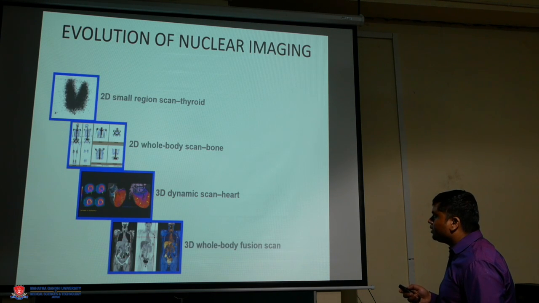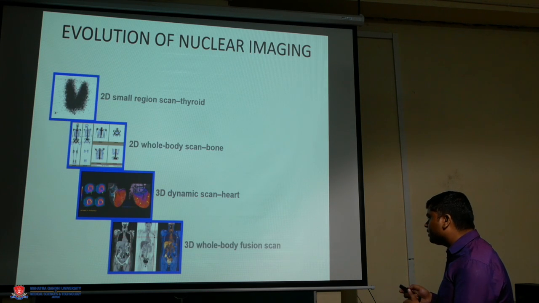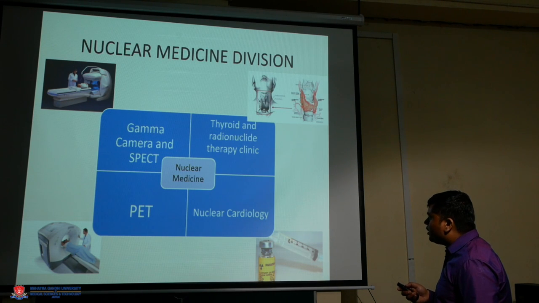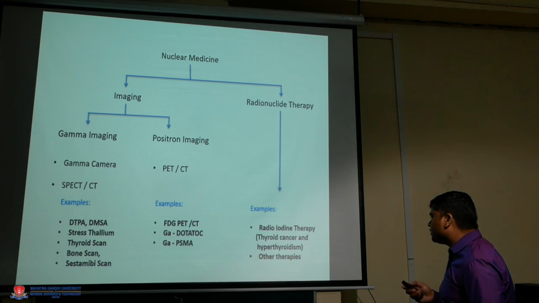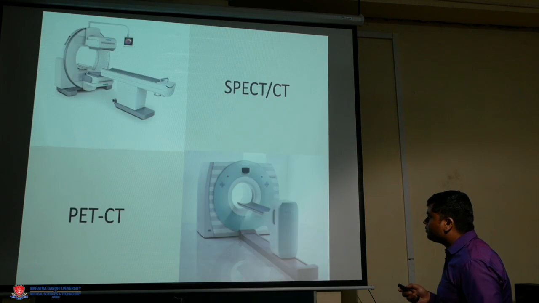In the evolution of nuclear medicine, initially we were doing 2D imaging, then 3D imaging. Now we are doing 3D whole body fusion imaging. The nuclear medicine department is divided into 4 parts: gamma camera and SPECT system, PET system, nuclear cardiology, and thyroid and radionuclide therapy clinics. Nuclear medicine has an imaging part and a therapeutic part. In imaging, we use the gamma camera and PET-CT. In radionuclide therapy, we use radioiodine therapy, lutetium PSMA therapy, lutetium proton therapy, and other radionuclide therapies which are rarely used.